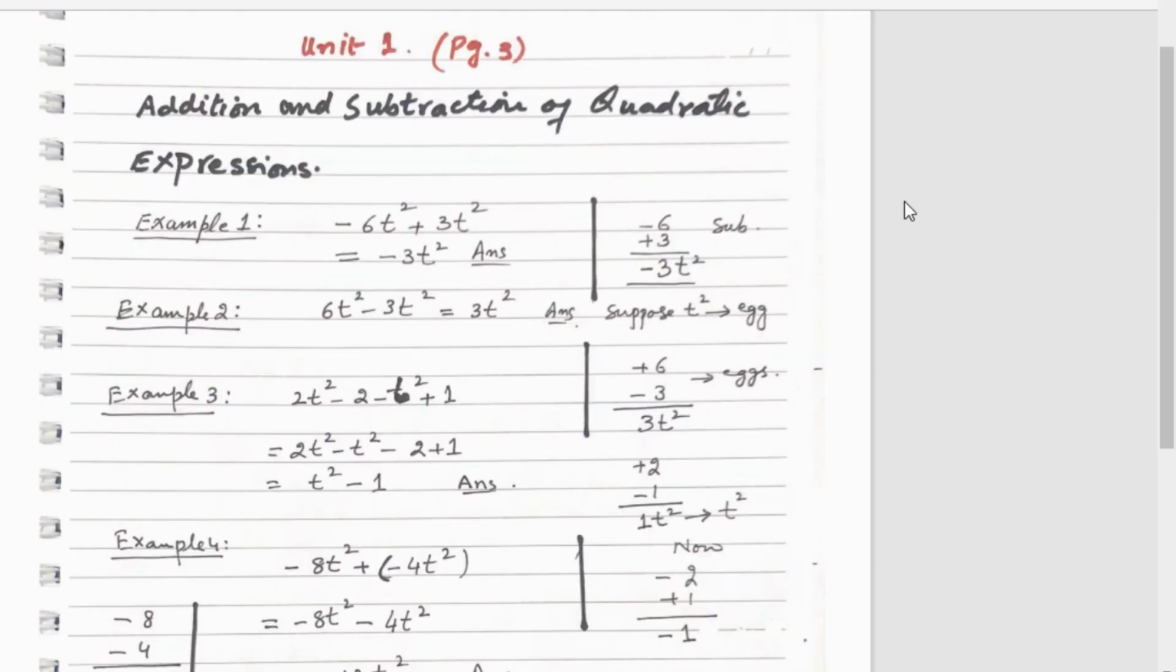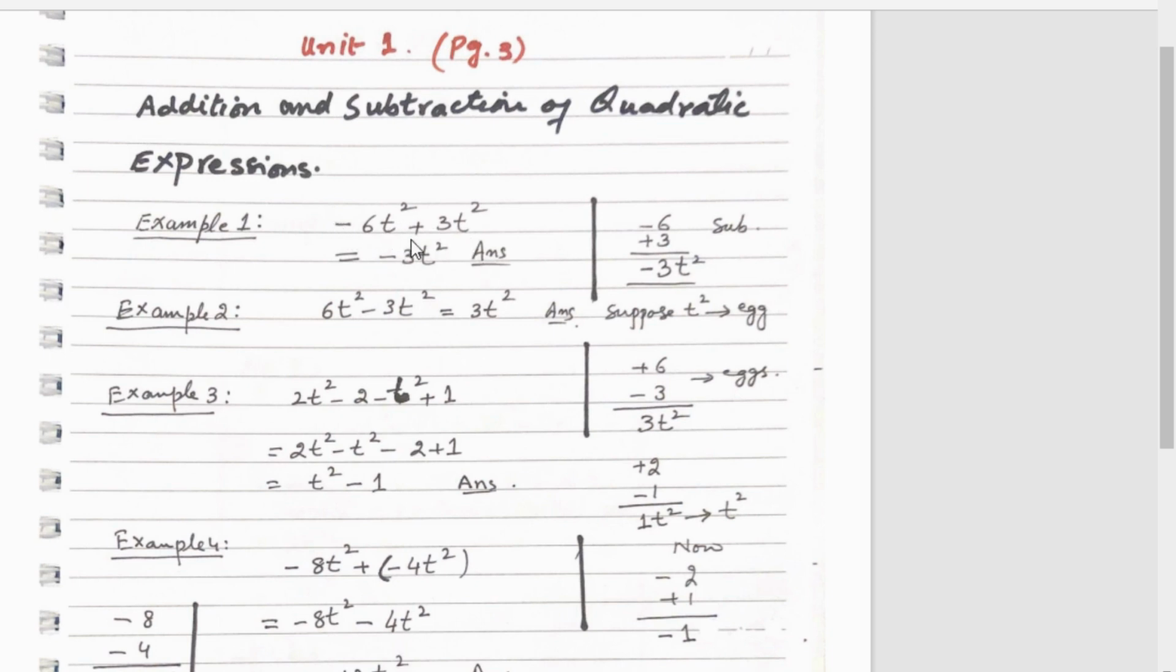Unit 1, page 3. Now there are a few examples of addition and subtraction of quadratic expressions. In example 1, there is a very simple quadratic expression with variable t: minus 6t square plus 3t square. T square means this is a representation of a quadratic expression. This is a square term, and you know well about it when we are doing algebra. Actually, in algebra, signs matter a lot.